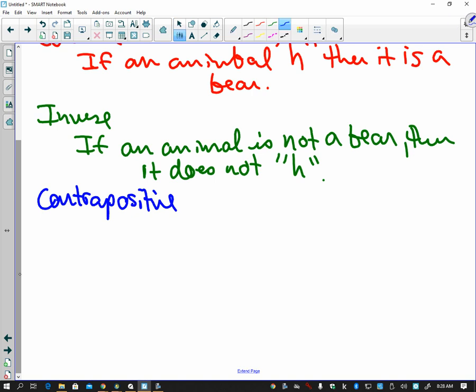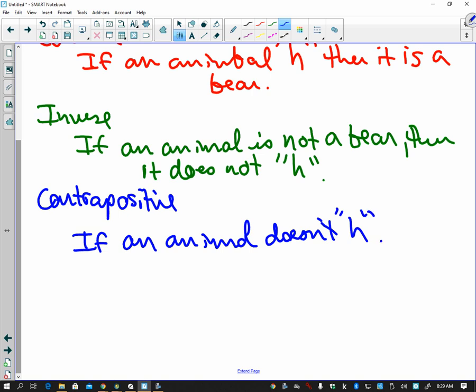Okay. And this is where you are going with it, Tiffany. Okay. If an animal doesn't hibernate, then it isn't a bear.